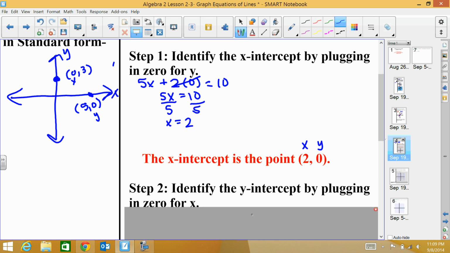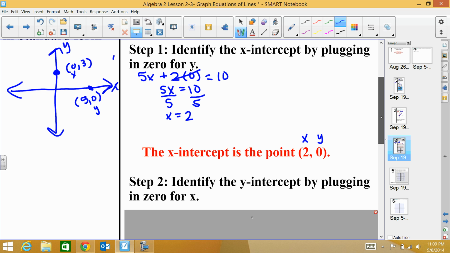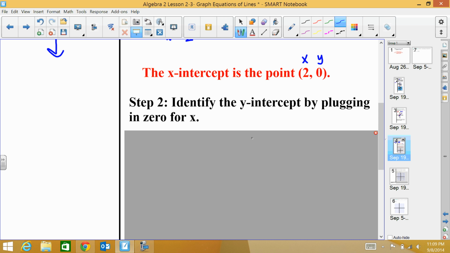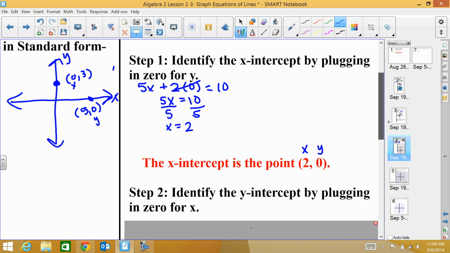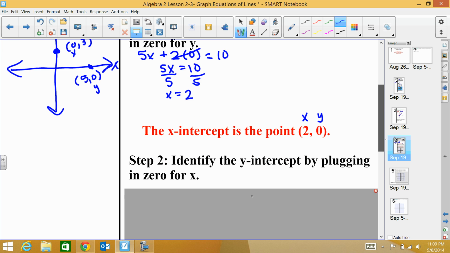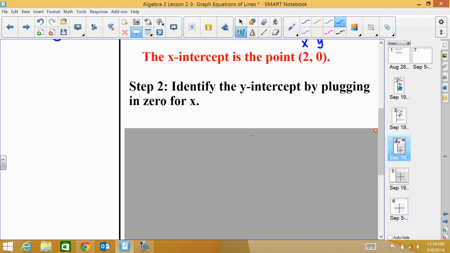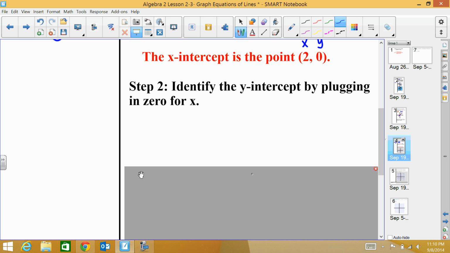Okay, next I'm going to do the same thing, but I'm going to identify the y-intercept by plugging in 0 for x. So I'm plugging in 0 for x this time. So I'm going to look back up at my original equation. I have 5x plus 2y equals 10. So I have 5 times x, which this time I'm going to plug in 0 for x, plus 2y equals 10. Well, 5 times 0 is just 0, so that pretty much just goes away.